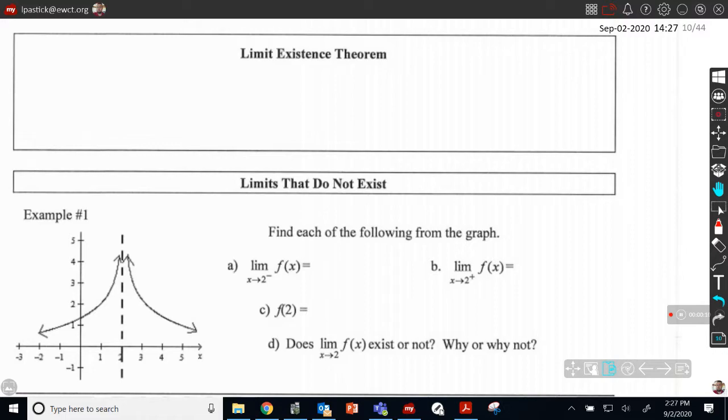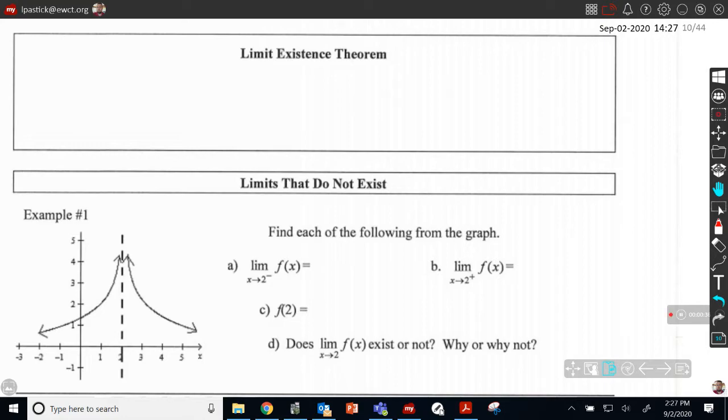We are going to focus in on the limit existence theorem today. It is probably the most important part of these early sections of this unit. So you're going to want to make sure that you have this down. You will need to know the limit existence theorem. You will need to be able to cite it, use it, demonstrate it in almost every open-ended problem that you do regarding limits.